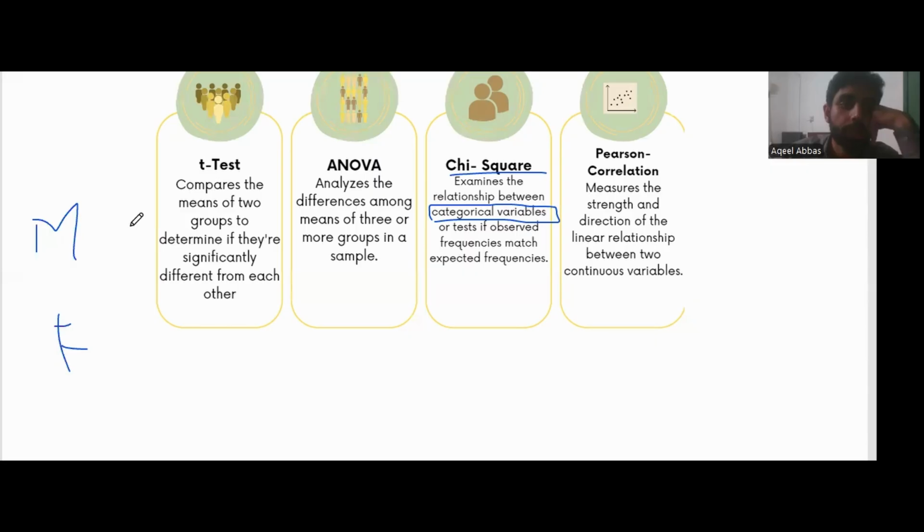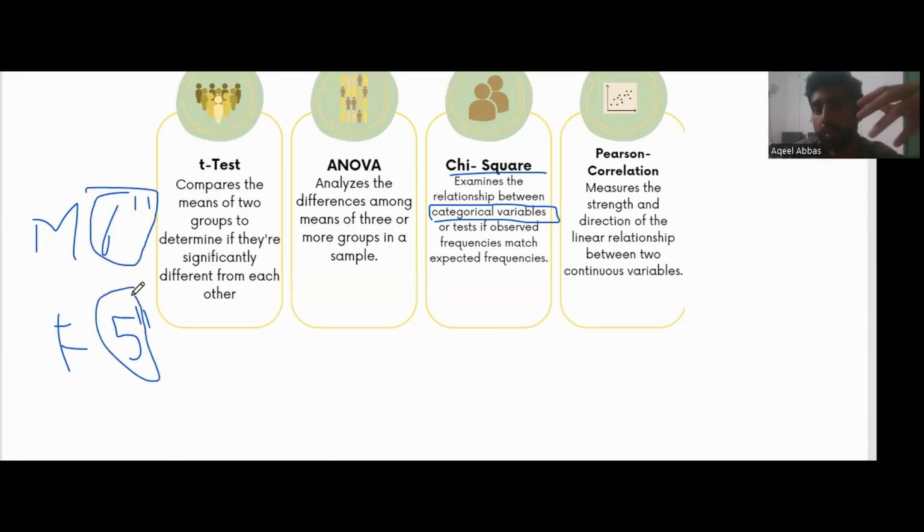So for height, our mean was 6 feet for boys and 5 feet for girls. So these are two means. To measure if this difference in means is statistically significant or not, we do a t-test. If there are two subcategories in a categorical variable, or two means, as in this particular example, where 6 feet is the mean for males and 5 feet is the mean for females, then we apply a t-test.